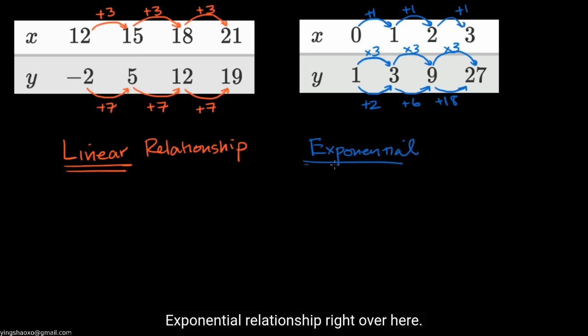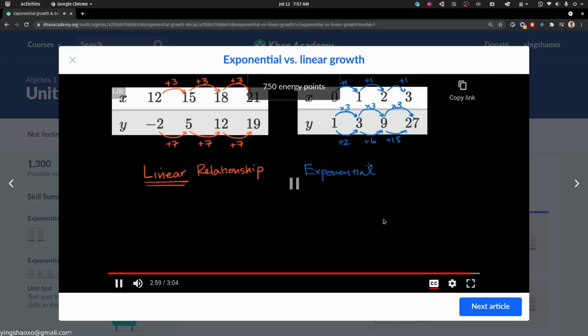Exponential relationship right over here. Okay, that could be very clear. If we are dealing with a linear relationship, then for the result, each time it will increase by a fixed amount, and you will use an operator like plus or minus. Well, if you are dealing with an exponential relationship, then what you're going to do to y is use the multiplication operator or the divide operator.